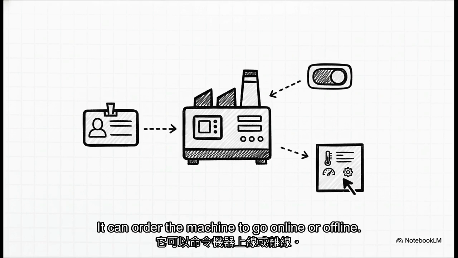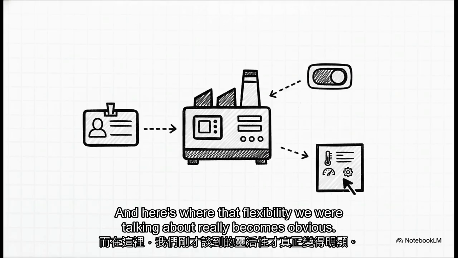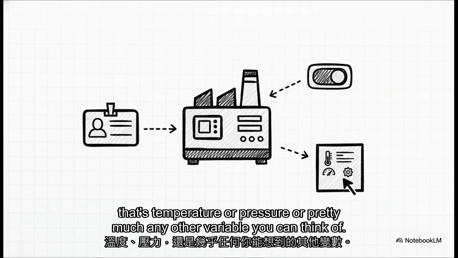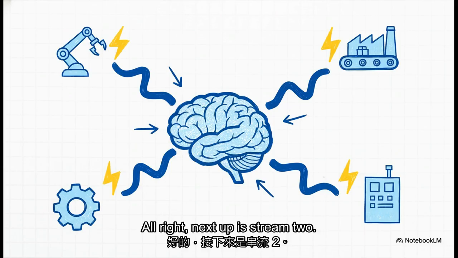It can order the machine to go online or offline. And here's where that flexibility we were talking about really becomes obvious. The host can ask for only the specific data it needs at that exact moment, whether that's temperature or pressure or pretty much any other variable you can think of. All right, next up is Stream 2.